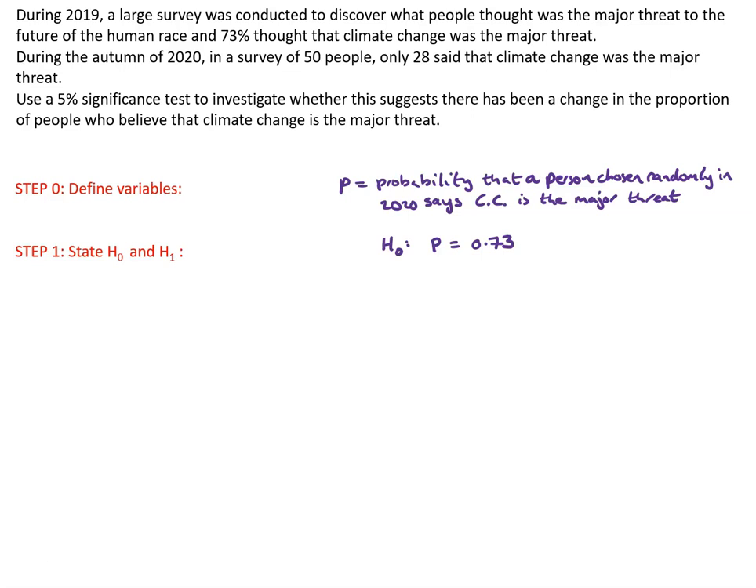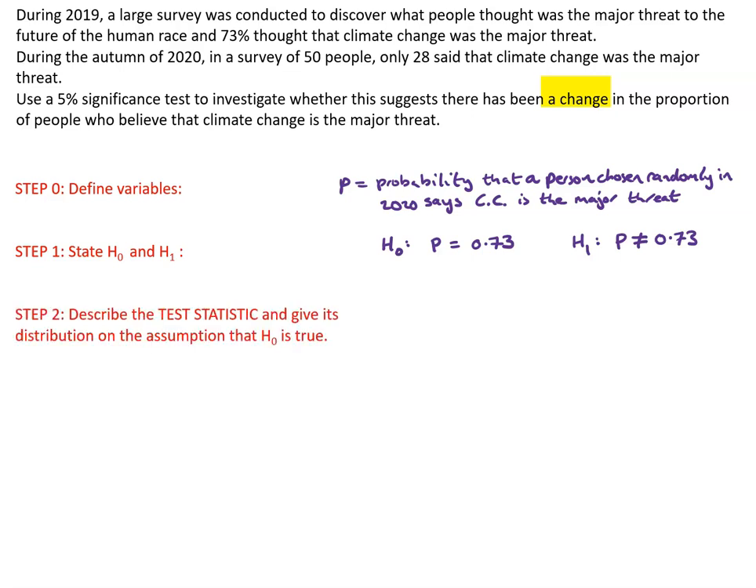The alternative hypothesis in this case, and you need to read the question carefully, it's asking us to investigate whether this suggests that there has been a change in the proportion of people who believe that climate change is the major threat. And because of that, our alternative hypothesis is that P is different from 0.73. We're not saying that P is bigger than 0.73. We're not saying that P is smaller than 0.73. We're saying P is different from 0.73.